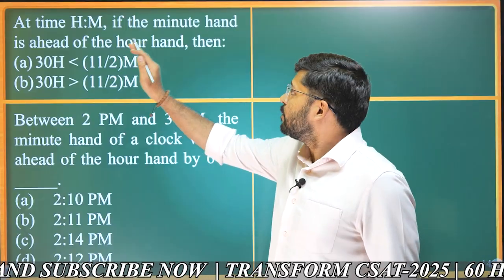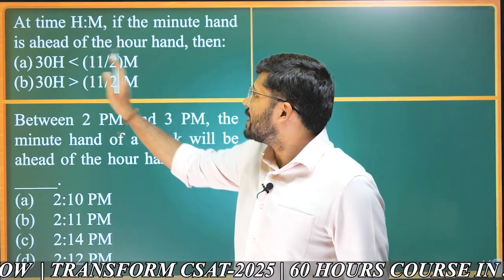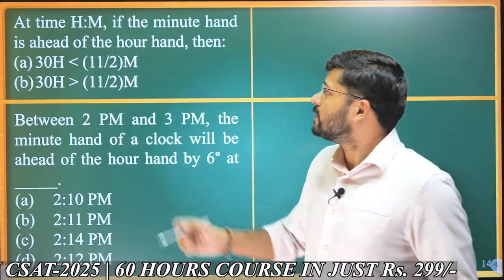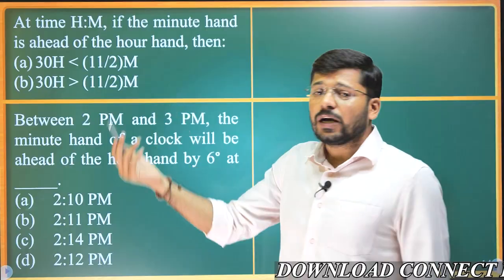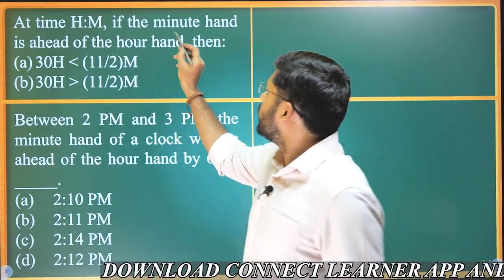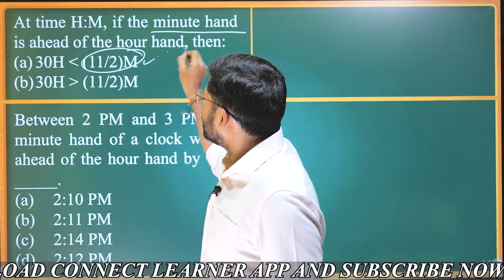At the time H:M, if the minute hand is ahead of the hour hand, then is 30h less than 11 by 2 m or is 30h greater than 11 by 2 m? We have already learned this. If the minute hand is ahead of the hour hand, because whichever is ahead, that will be greater. So now the minute hand is ahead. So this side, 11 by 2 m, will be greater. So we'll choose option A.